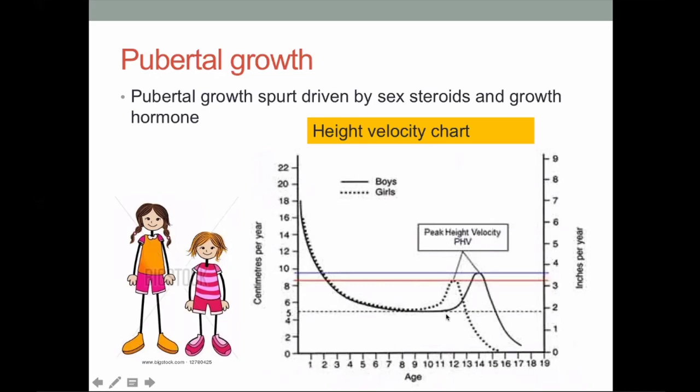In boys, the puberty growth spurt shown in black occurs later, maybe starting by about 13 years of age, and peaks at about 14, and then the rate starts coming down. By about 17, 18, the growth rate falls down to a low level. Right, so this describes the patterns of growth during normal childhood and adolescence.